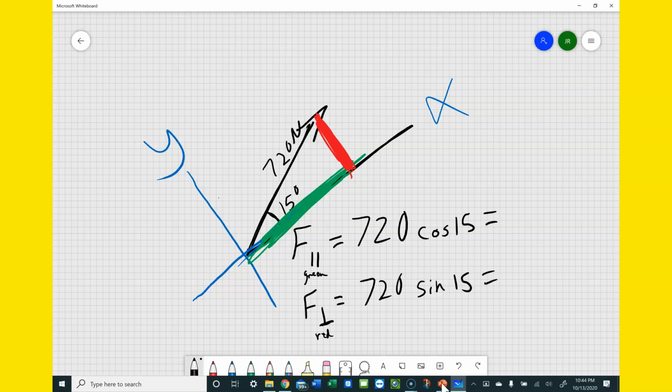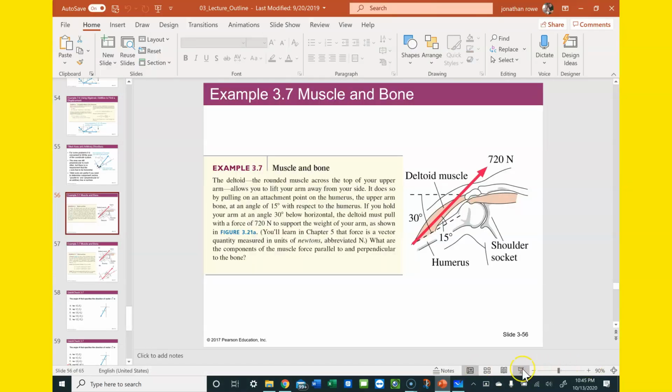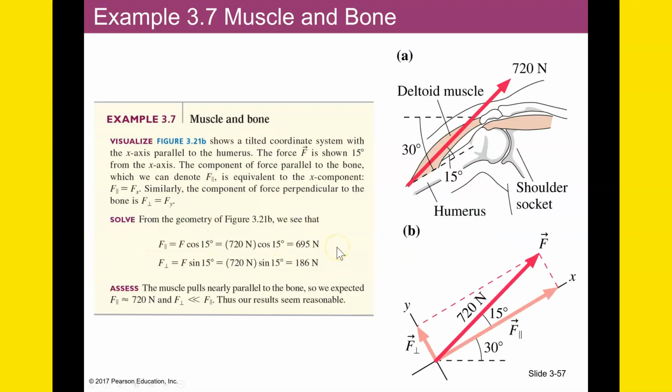So if I do that in my calculator, 720 cosine 15 gives me 695.47, and then doing it again with sine gives me 186.35 newtons. Let me go back to the slide. And notice it gives us that exact answer.